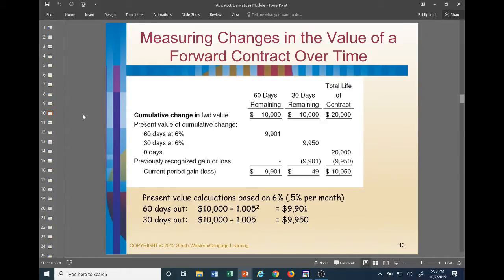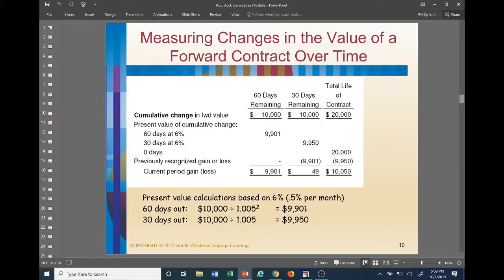So note that the total change in the value of the forward contract is $20,000. It's going to be the 9,901 plus the 49 plus the 10,050, which will give us $20,000. And that's the total life of the contract, so it matches here. So we can see here the present value of these. At the end, it's going to equal the 20,000. Once again, that's the 9,901 plus the 49 plus the 10,050.